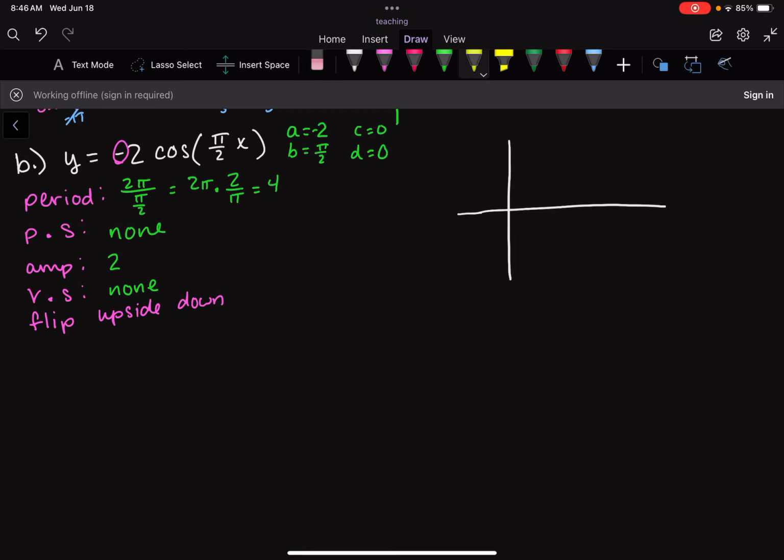So what this is going to mean is that our original cosine graph looks like this. We're going to see it be opposite of that. So we're going to see something more like this when we graph.